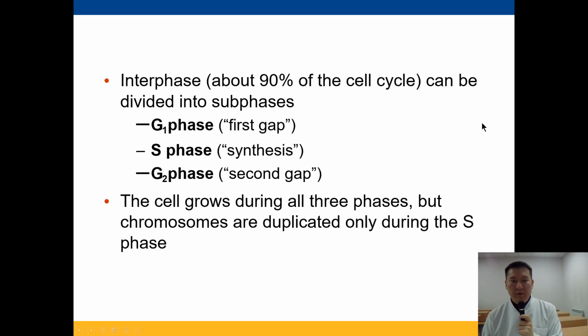Interphase takes about 90% of the cell cycle and can be divided into subphases: G1 phase, which is also known as first gap, then S phase, S is for synthesis, and G2 phase, which is second gap. The cell grows during all three phases, but chromosomes are duplicated only during the S phase.